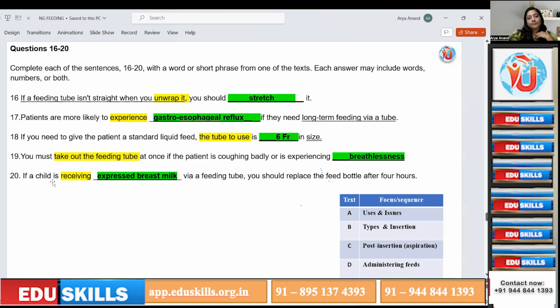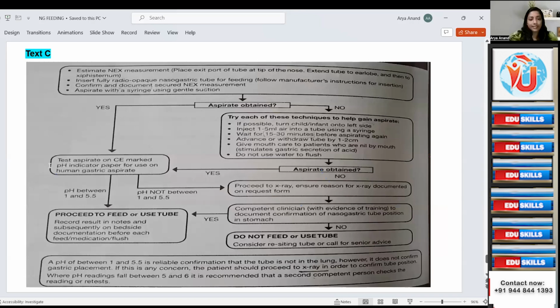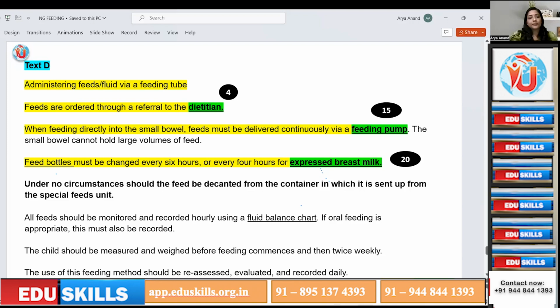Now, the 20th question. If a child is receiving dash via a feeding tube, you should replace the feed bottle after 4 hours. So if the child is receiving dash via feeding tube, it will be from text D, expressed breast milk. Yes. Feed bottles must be changed every 6 hours, or every 4 hours for expressed breast milk.